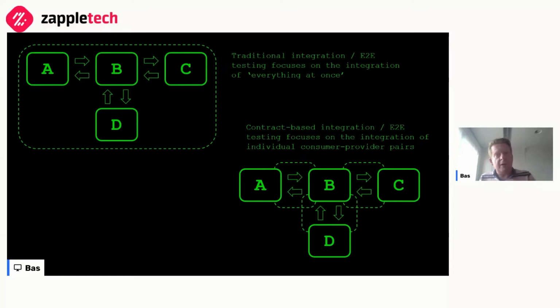Is B able to communicate with C? Is B able to communicate with D? So it breaks down that puzzle of large-scale integration testing into smaller, more manageable pieces.